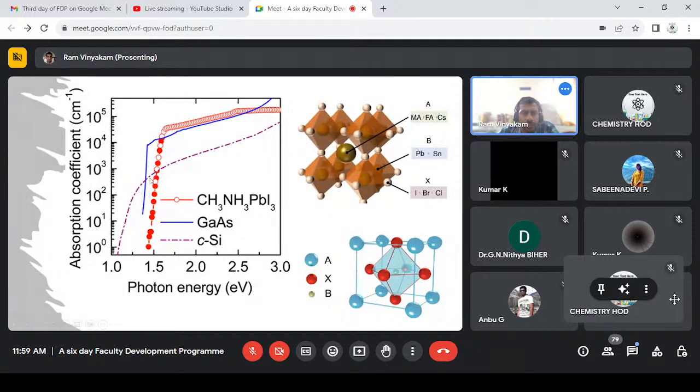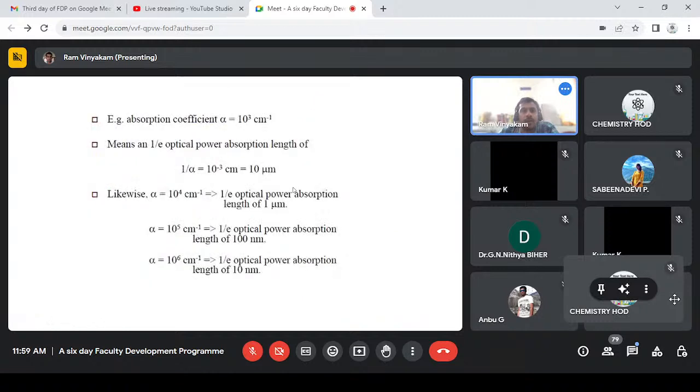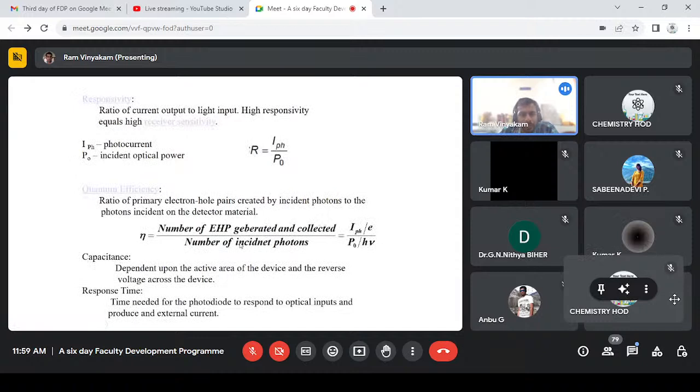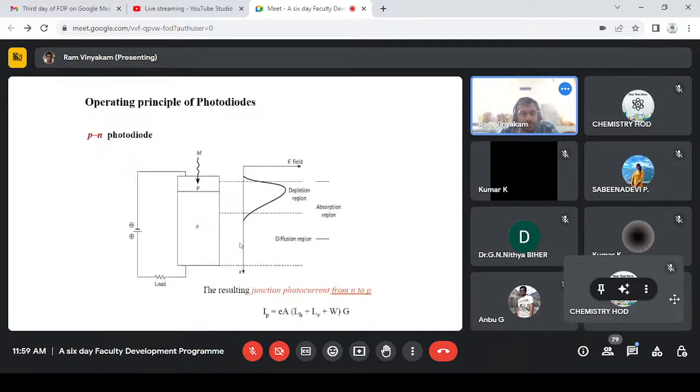And if you see the absorption coefficient of this perovskite, it is much higher. That means you can reduce the thickness as much for the same efficiency of production. For some parameters, if the absorption coefficient is 10 power 4, then you need 1 micron. Likewise, if you have the order of 10 power 6, you can have the same order of efficiency in 10 nanometers. These are some of the parameters like responsivity and quantum efficiency that I discussed before.